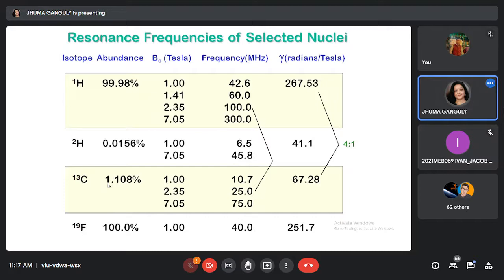You can see the response. Because of the low abundance, you will get 13C only after a long run at the radio frequency level. But 19F is 100% abundant, so you will get a signal immediately. If you have a fluorine probe for NMR, you will immediately know whether you have fluorine or not.